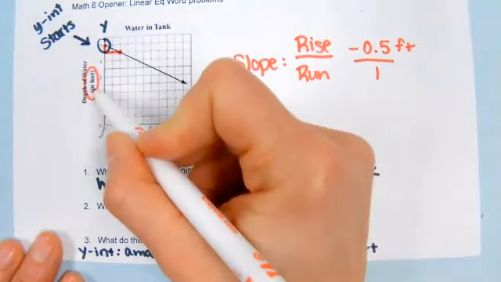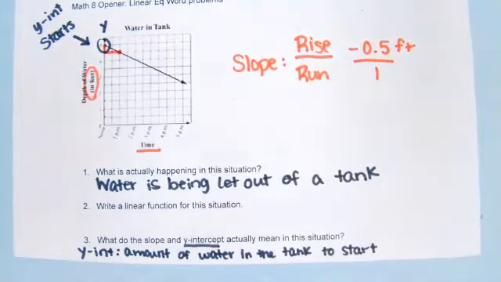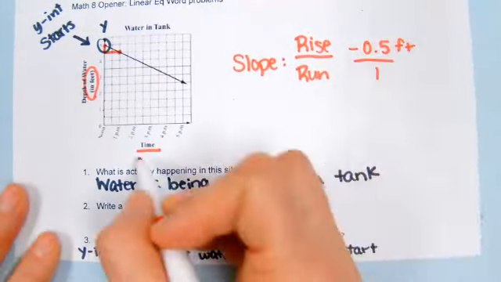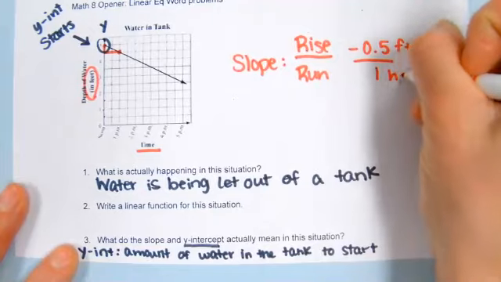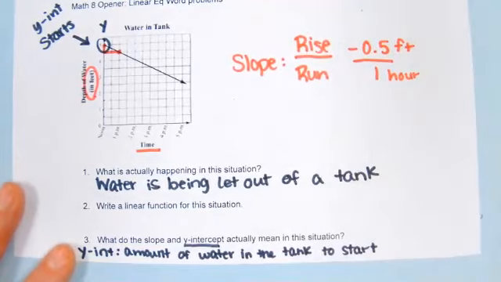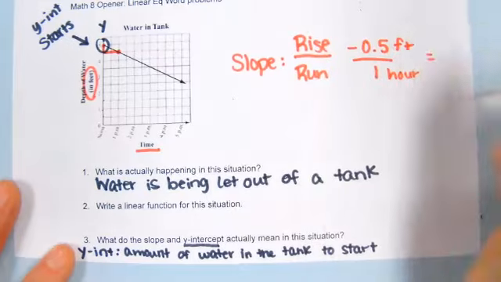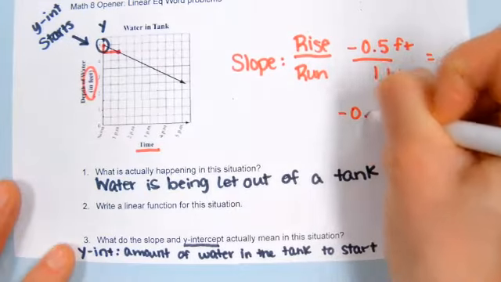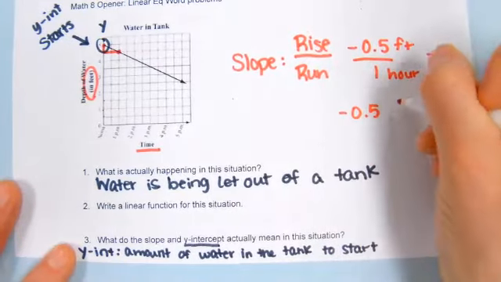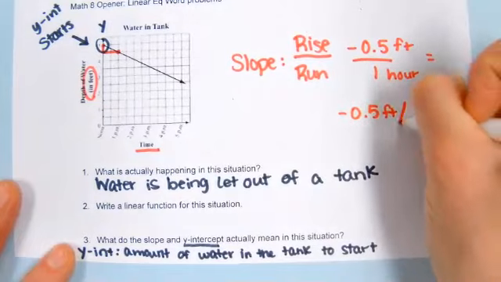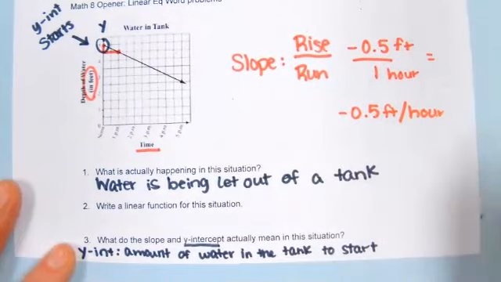It tells you this is measured in feet. The rise is measured in feet. And then this is saying per 1 hour. Okay, so if I divide that, dividing by 1, we know is going to give us the same thing. This is saying our rate or our slope is negative 0.5 feet per hour. That's what that means.